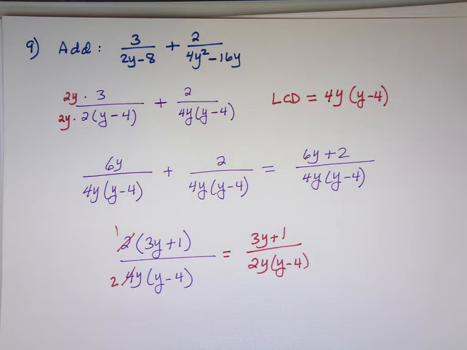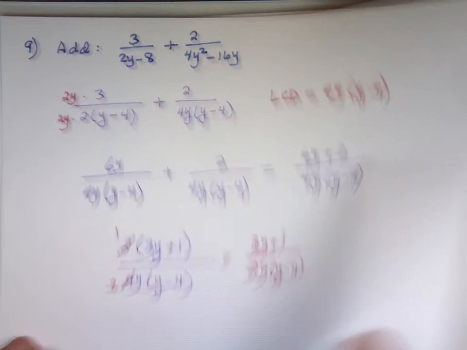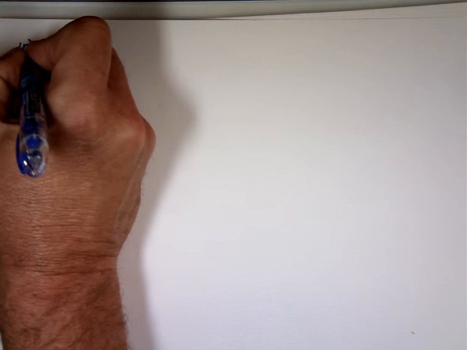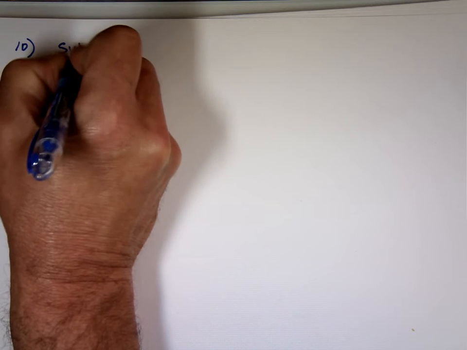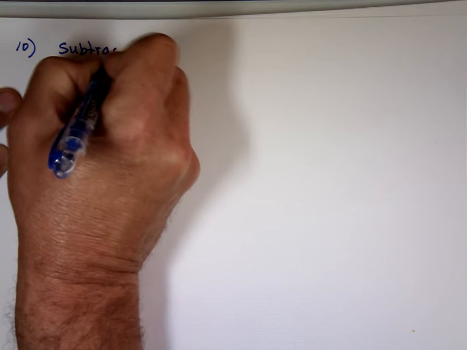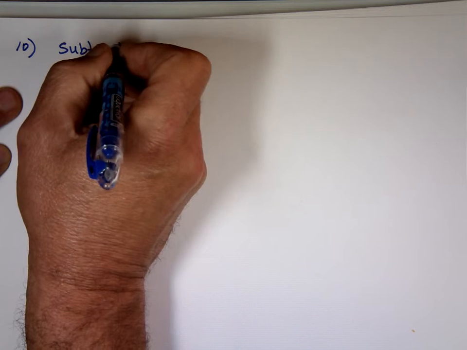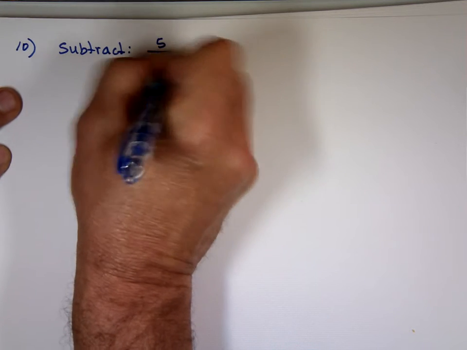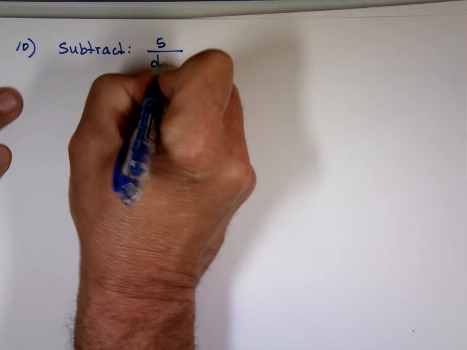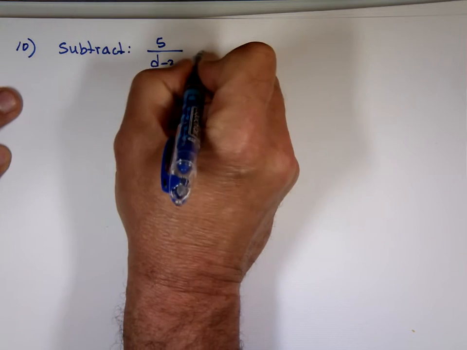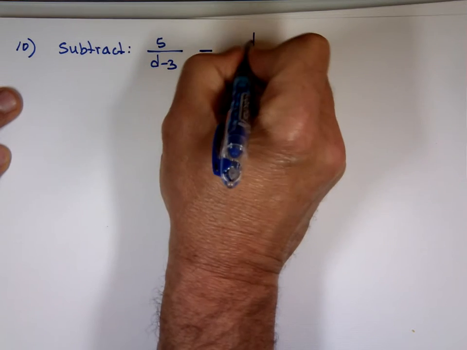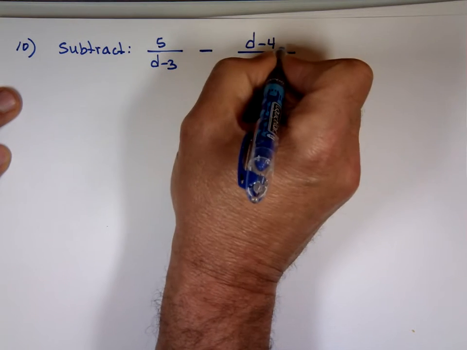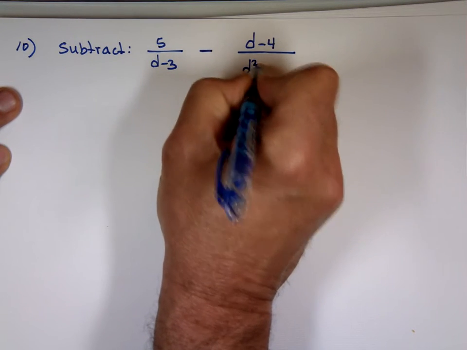Let's try another one. Subtract. We'll go subtraction again. 5 over d minus 3 minus d minus 4 over d squared minus d minus 6.